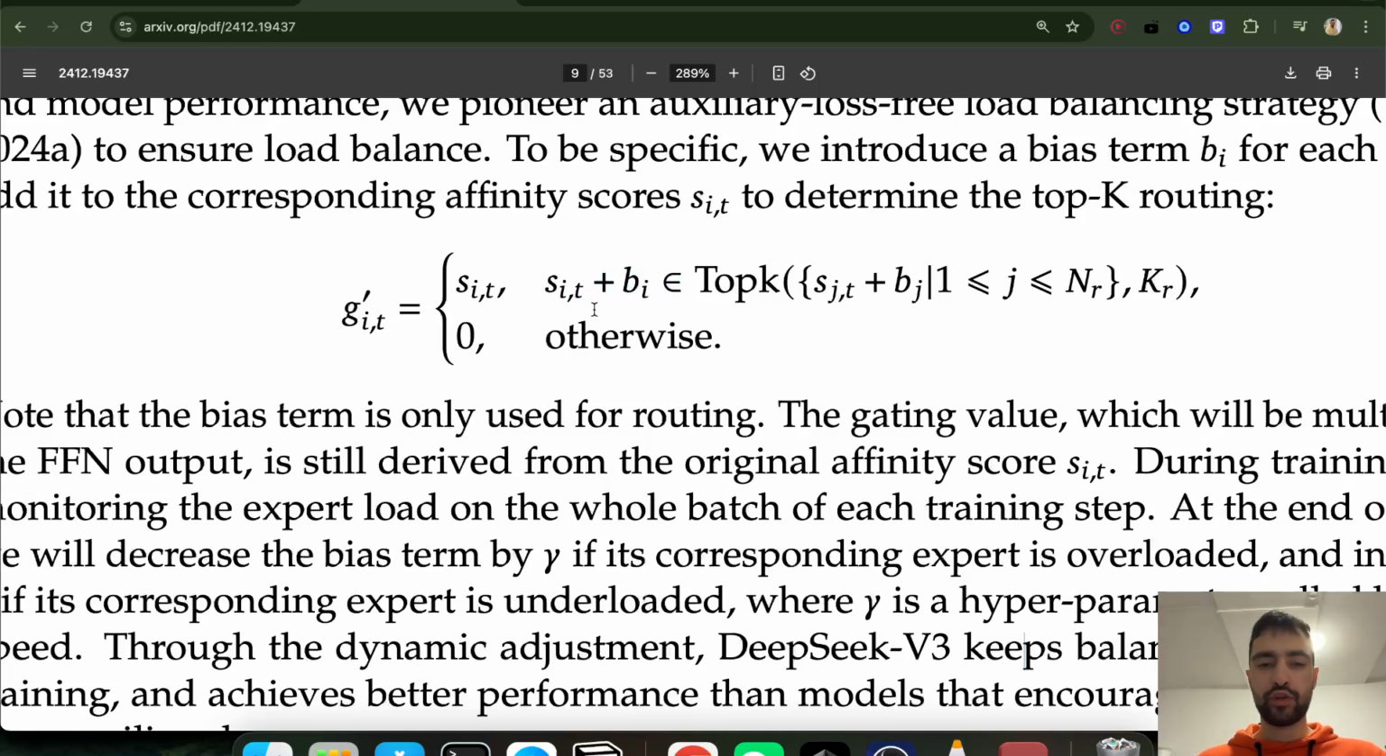And the important thing to notice here is that this is the probability for choosing the expert. But when we multiply the output of the expert with this score, we don't include the bias. The bias is just included in choosing the expert, but the output is multiplied with the original score.